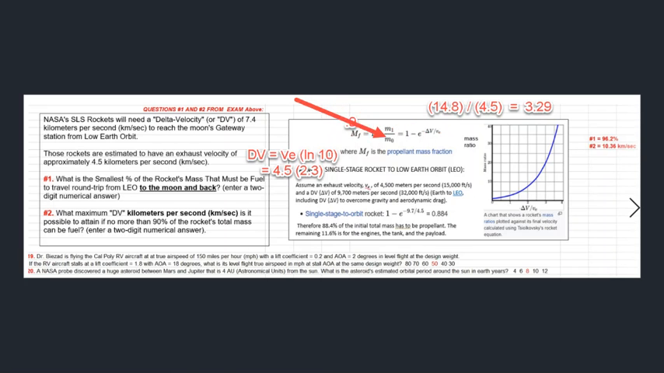I take the log of both sides, and that gives me the log to the base e of 10 equals delta V over VE. I know what VE is, so my delta V will be VE times the natural log of 10. Natural log of 10 is 2.3. Exhaust velocity is 4.5 kilometers per second. So if you multiply that out, the answer to 2 is 10.36 kilometers per second. Okay.